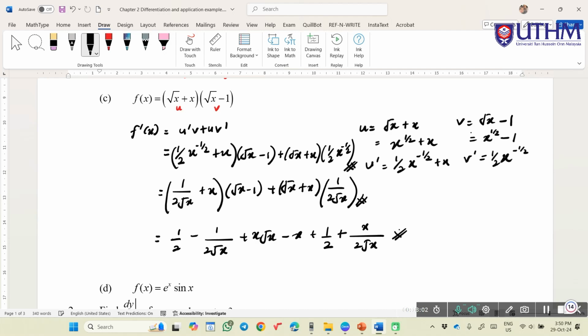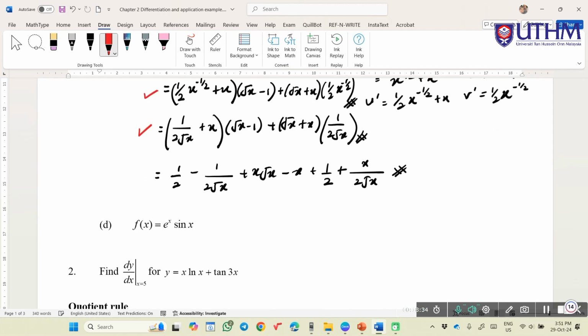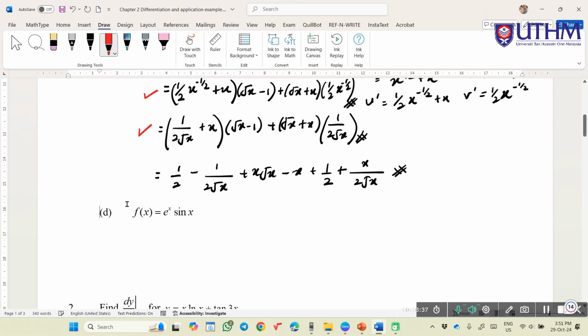So you can also leave the answer in this form. But my suggestion, you just leave your answer up to the first one or the second one, because I'm afraid that you make any mistake in expanding the bracket. Then the last example in this question is the exponent.